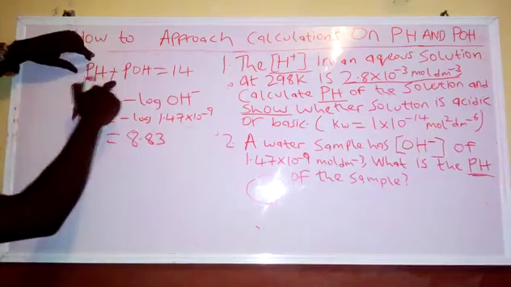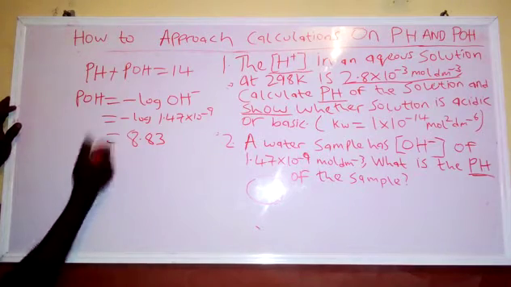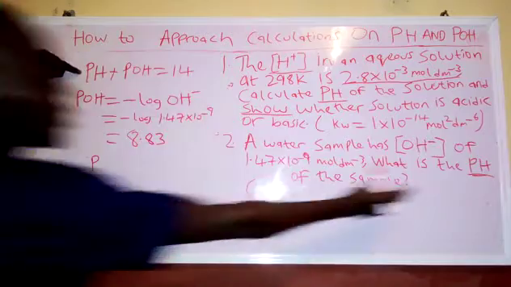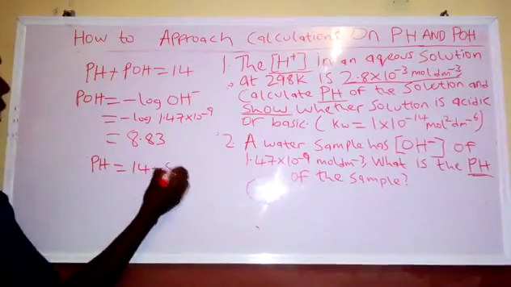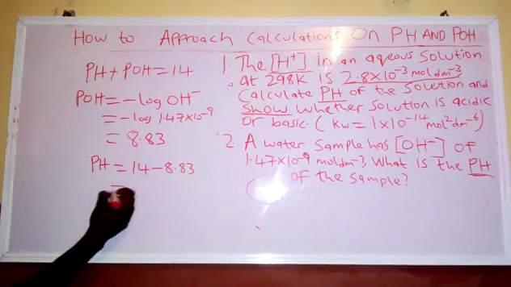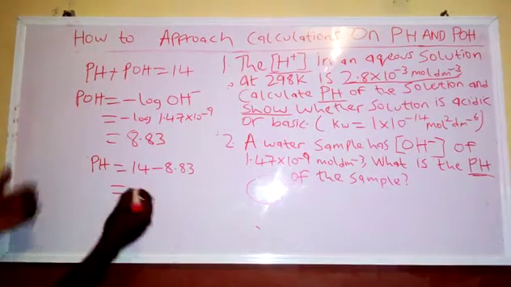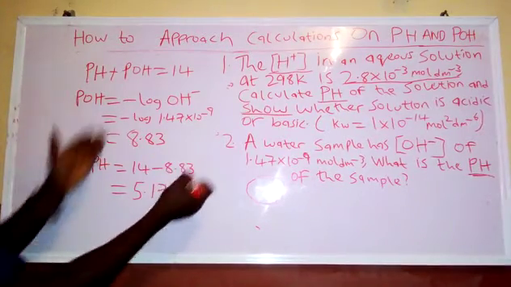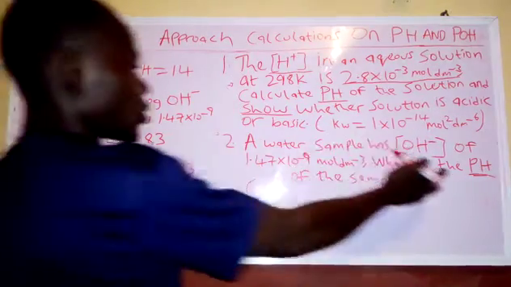Then you can now go back to this formula. This is your first formula. Now you are looking for your pH. When you make pH the subject of formula, you finally have pH equals 14 minus 8.83. When you press your calculator, you finally have 5.17. So that's what will be the pH of the solution.